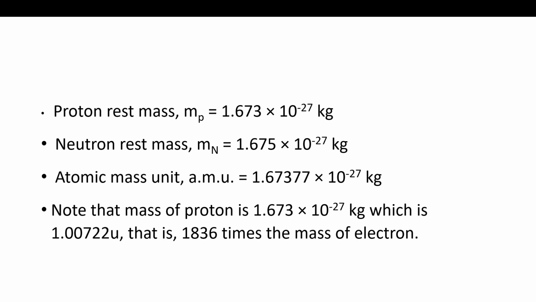Note that mass of proton is 1.673 into 10 to the power minus 27 kilogram, which is equal to 1.00722 atomic unit. That is 1836 times the mass of electron.